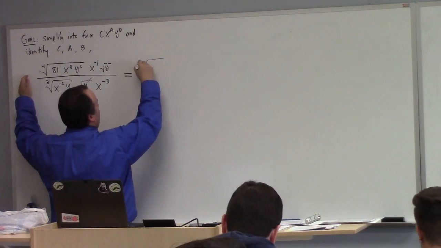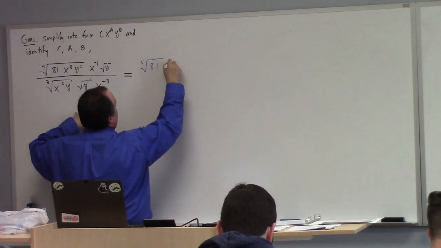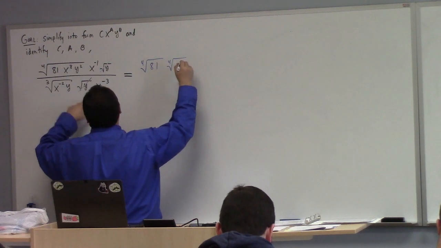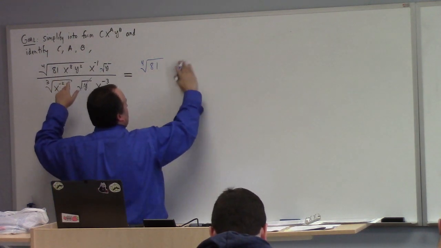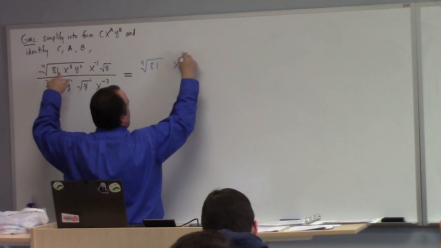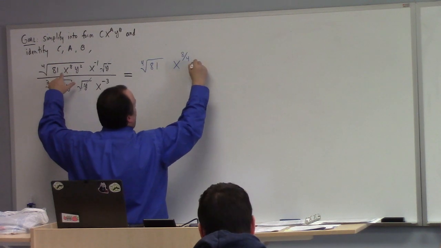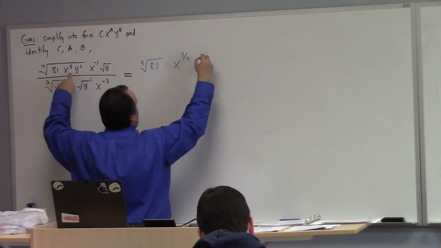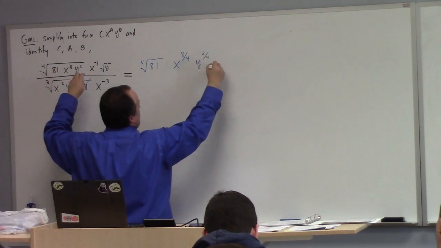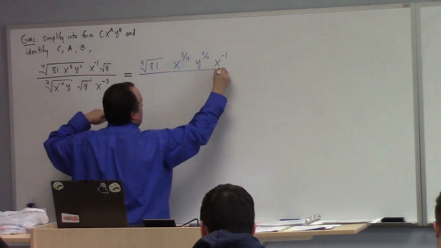We can look at that. That's the fourth root of 81. And then the fourth root of x to the eighth, right? And instead of writing fourth root, let's write it as x to the what? X to the 8 over 4, right? Because that's the fourth root. And then we've got y to the 2 over 4, because we're taking the fourth root of it. Then I've got x to the minus 1.